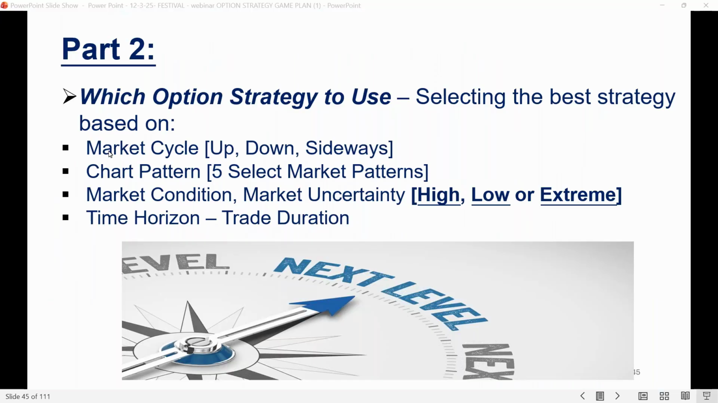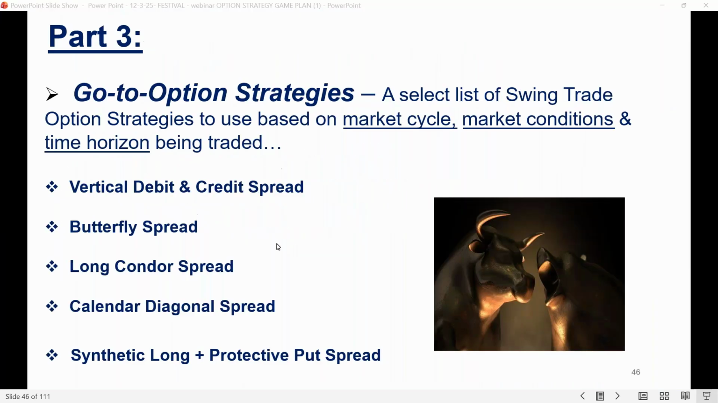analytics, where we break down what market cycle we're in: up, down, or sideways. I also look at 5 specific chart patterns that we'll go through in the course, and what's the market condition. We quantify that. Is it high, low, or extreme volatility or uncertainty? These are all going to then determine what kind of option strategy to use, and that's what I teach in this course. And then what's your duration?